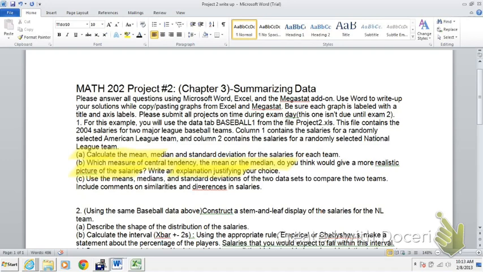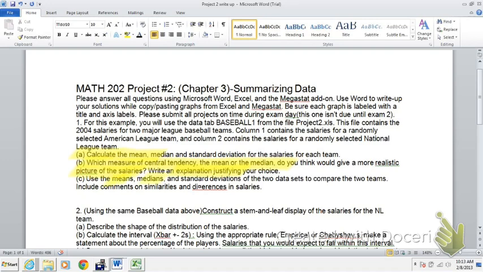So I'll give you another hint. If you do a Google search for NBA salaries or NFL salaries, you'll see what they report on those websites. They always report the median. The median's more resistant to outliers. So if one guy's making a whole lot more than everybody else, then, hey, let's report the median salary and not the mean. Okay?